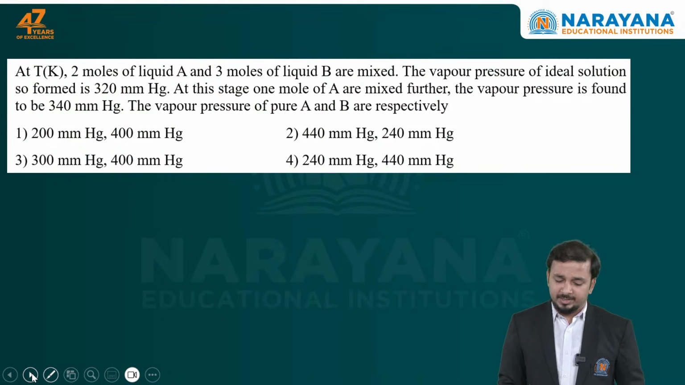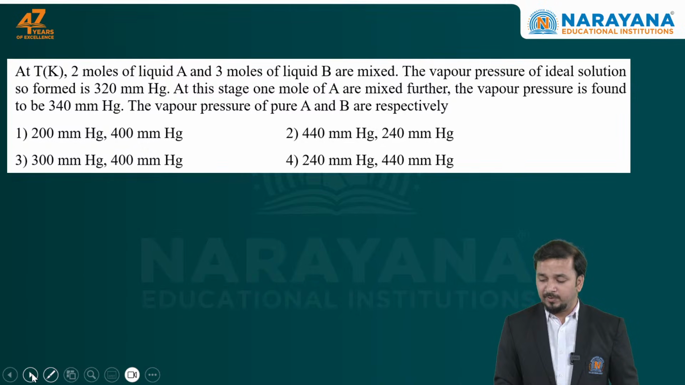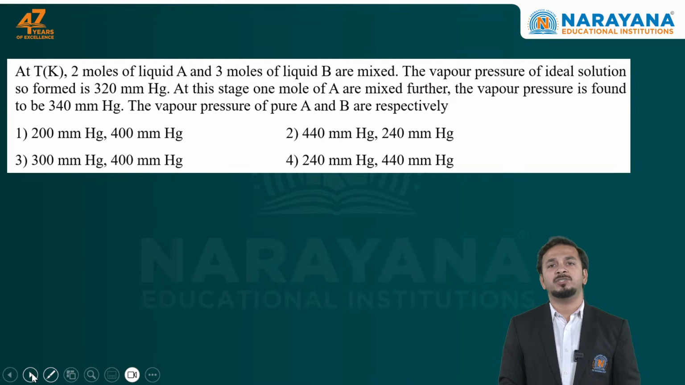The next question is: at T Kelvin, 2 moles of liquid A and 3 moles of liquid B are mixed. The vapor pressure of the ideal solution so formed is 320 mmHg. At this stage, 1 mole of A is further mixed. The vapor pressure is found to be 340 mmHg. The vapor pressure of pure A and B are respectively? So this question is from the solutions chapter, Raoult's law, and the same question was asked in the previous shift also.